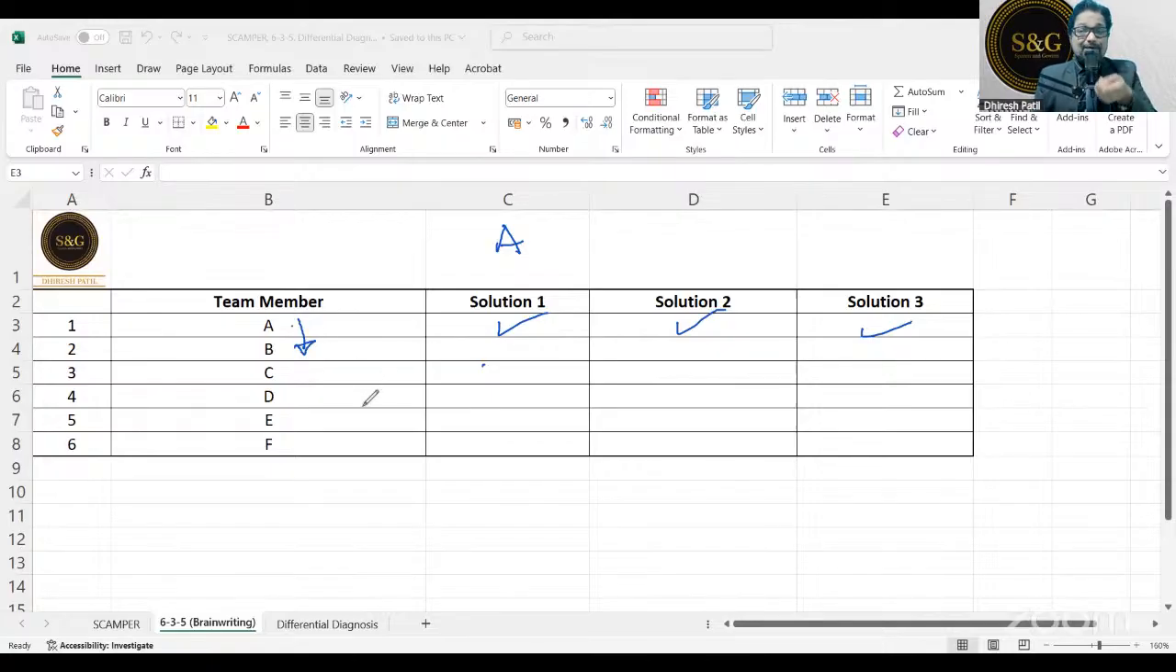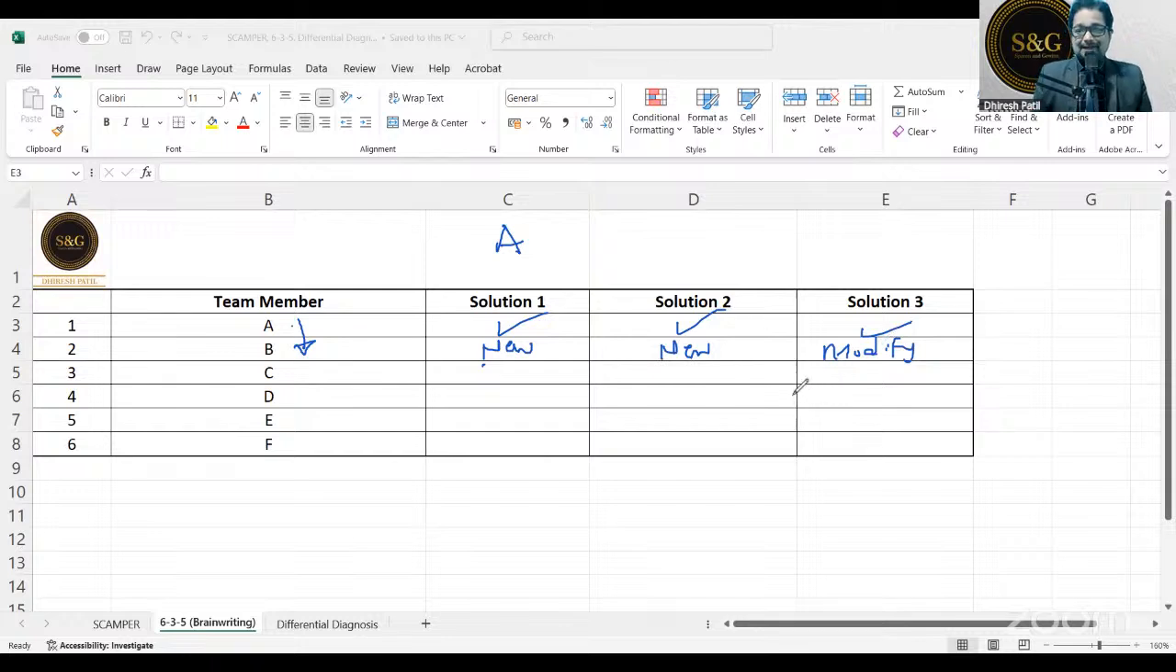In round 2, A will give the sheet to person B. B will give to C, C will give to D, D will give to E, E will give to F, and F will give again back to A. Now, what will B do? B can generate new ideas or modify the idea given by person A.